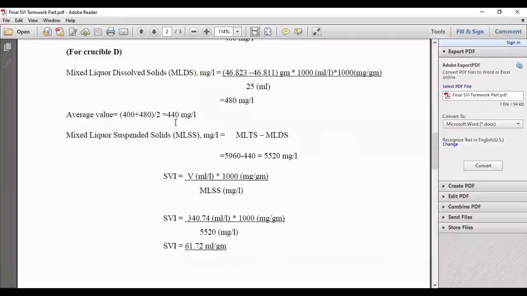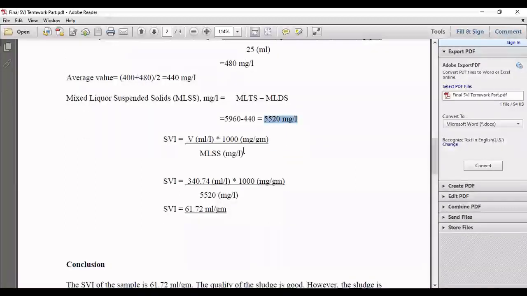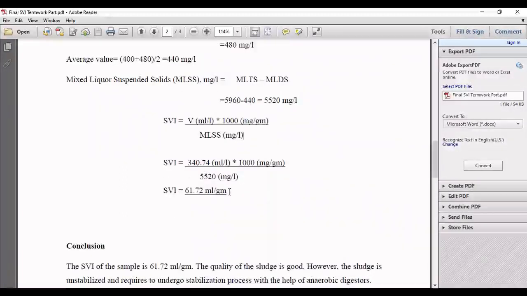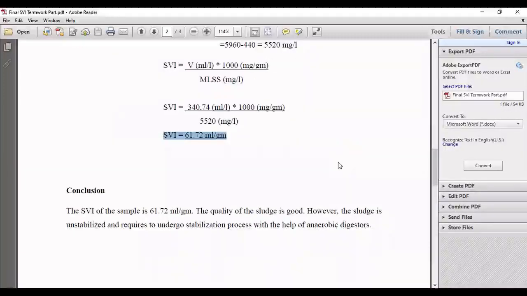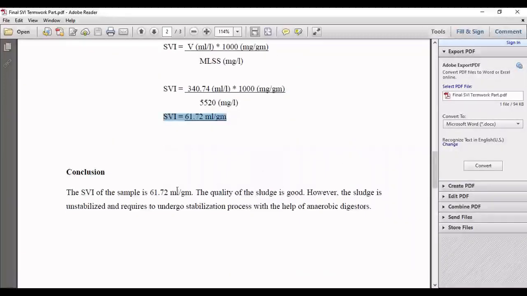So we know that MLSS, the mixed liquor suspended solids, is nothing but MLTS, that is mixed liquor total solids, minus MLDS, that is mixed liquor dissolved solids. So substituting the values of MLTS and MLDS, we get the value of MLSS as 5520. So for the SVI, we already have the SVI formula. By just substituting the values, we get that the SVI value is 61.72 ml per gram.